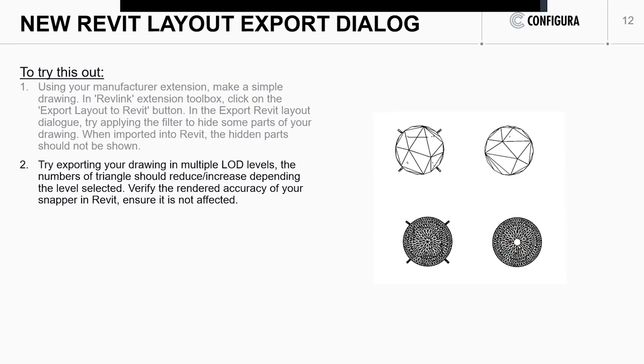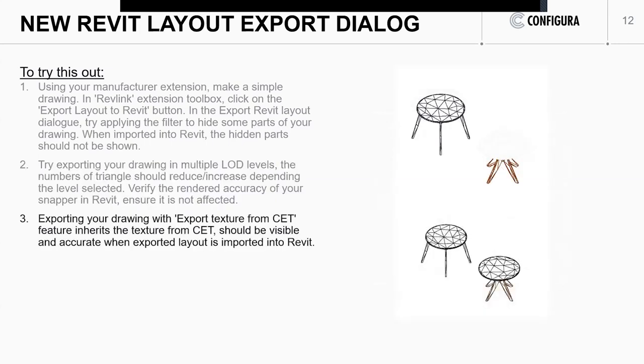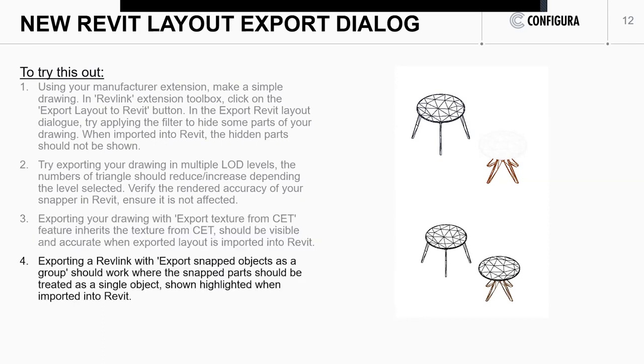Verify the rendered accuracy of your snappers in Revit and ensure that this is not affected. You can also try exporting your drawing with export texture from CET. This feature will inherit the texture from CET, and it should be visible and accurate when the exported layout is imported into Revit. Exporting a RefLink with export snap object as a group should also work, where the snap part should be treated as a single object, shown highlighted when imported into Revit as well.